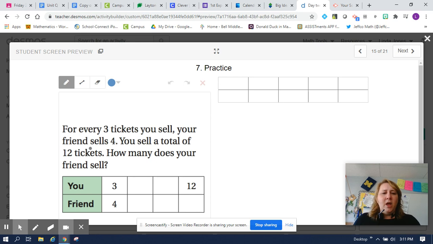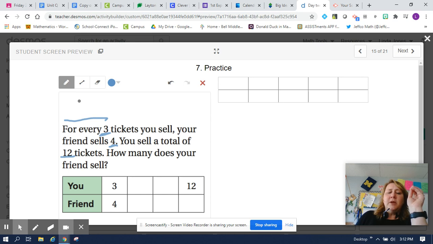Number 7, for every 3 tickets you sell, your friend sells 4. You sell a total of 12 tickets. How many does your friend sell? So now, if you were given this story problem, we're going to read it 3 times. I read it once. Now I'm going to read it again. For every 3 tickets I sell, so there's a number 3, your friend sells 4 tickets. You sell a total of 12 tickets.